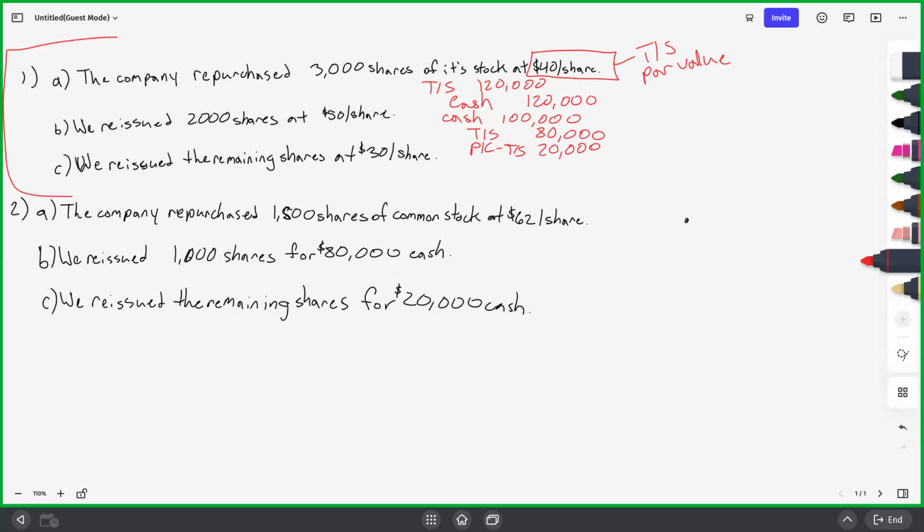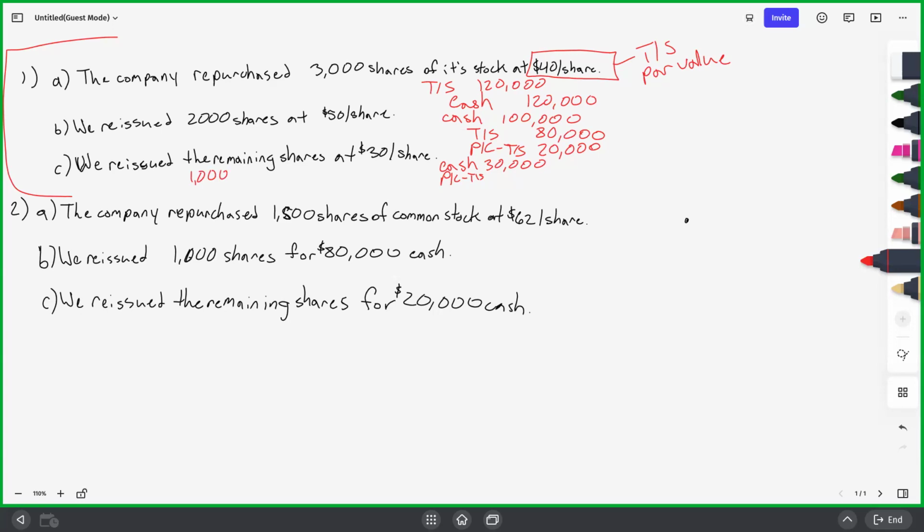All right, last one. We reissued the remaining shares at $30 per share. Cash 30,000. Yep, we do have a debit to pick. The reason why cash is 30,000 is because we already got rid of 2,000 shares, so we only have 1,000 left.